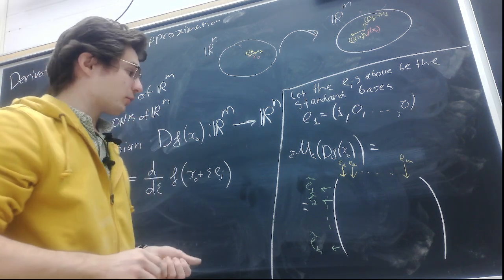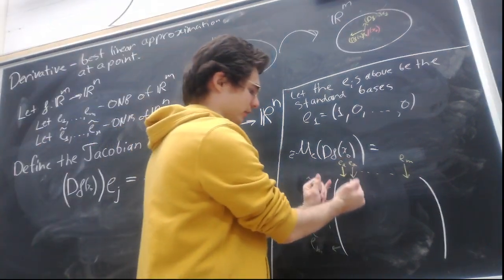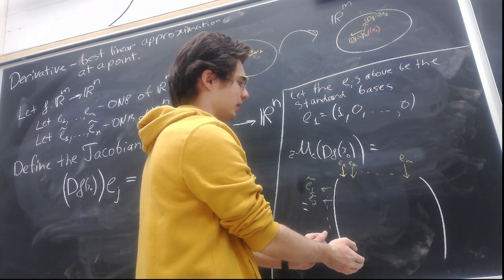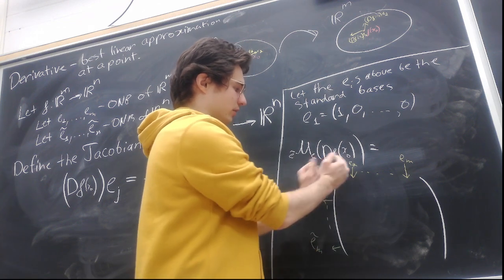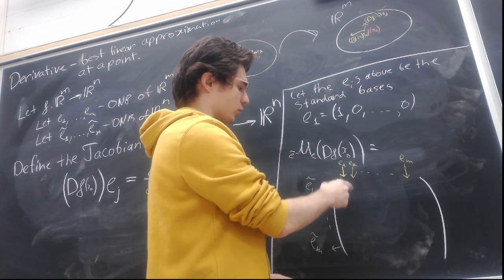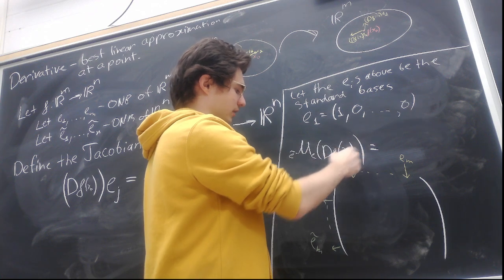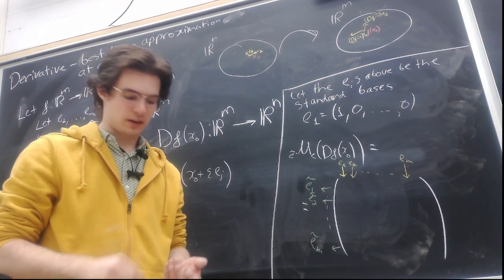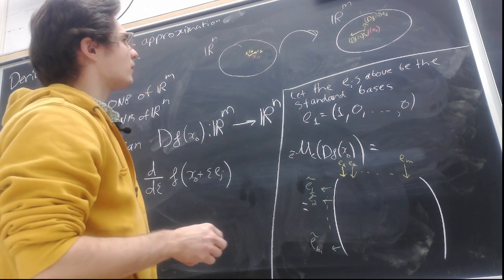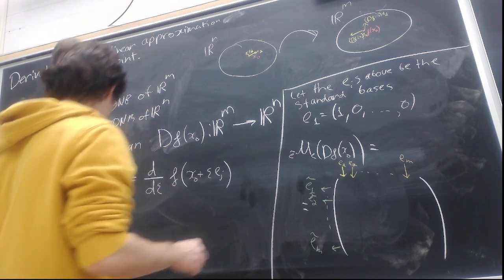Remember from what matrices are, this column vector is just going to give me Df of E1 in this basis. So this column vector would just be the coordinates of Df applied to E1 in this basis. Agree? Okay.